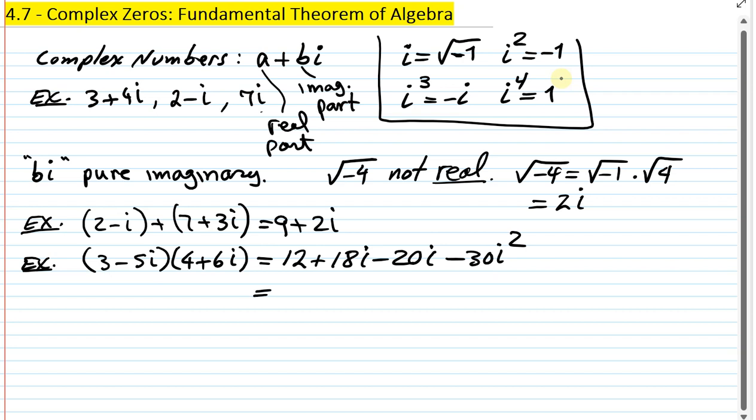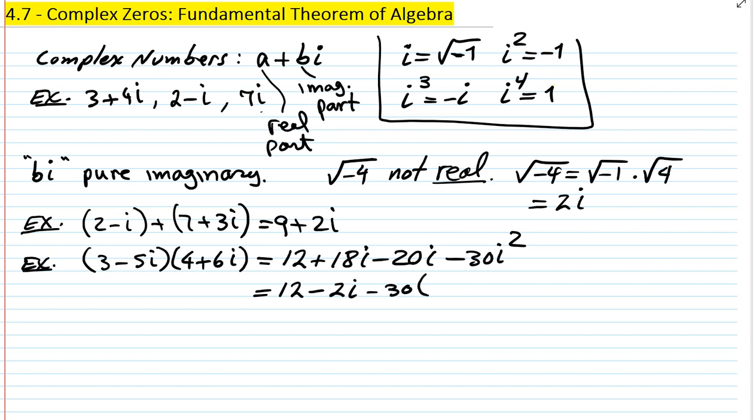And then we can combine like terms. 18i minus 20i, that's -2i. And then -30i squared, remember i squared is -1, right? So I can write that as +30. Okay, and that makes the last number real. So this would be 30 and 12, that's 42, minus 2i. And there is the product. That's how we multiply complex numbers.